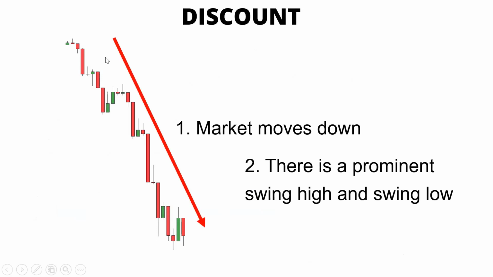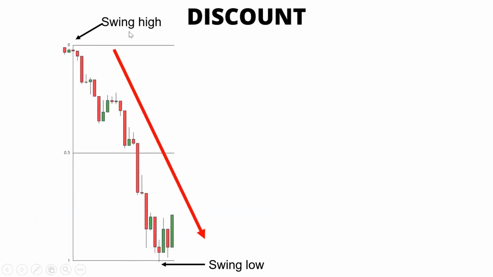There is a prominent swing high and a prominent swing low, which you will plot the Gann box or the Fibonacci. So why Fibonacci? Because the Fibonacci also has a 50%. Get rid of all the other levels unless it's part of your strategy, and just keep to that 50%. It's just to make life easy.